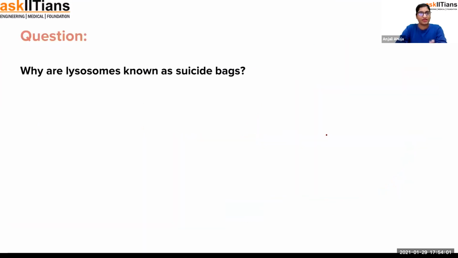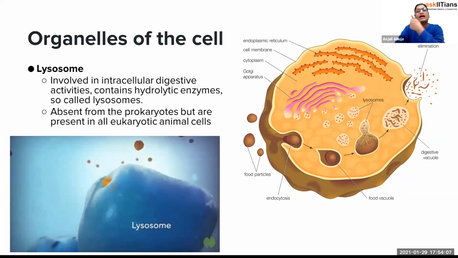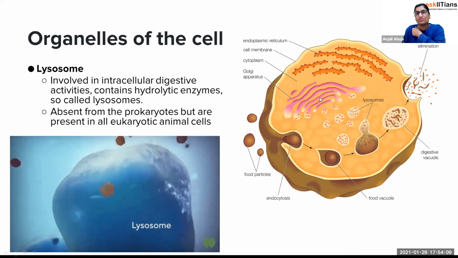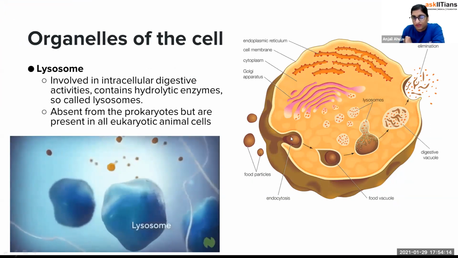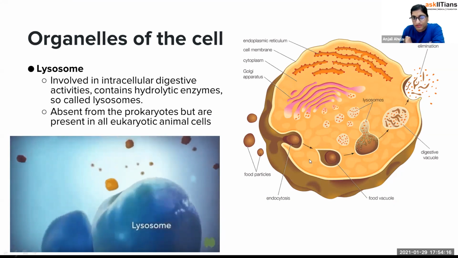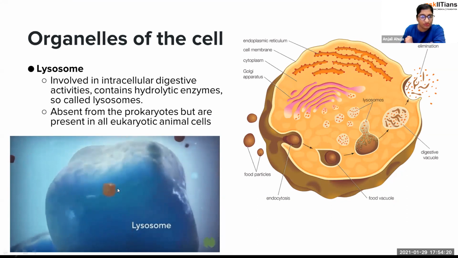The last, I suppose that's the last one. Yeah, that's the last one. Organelles of the cell. The last one is lysosome. I have told you this already, that lysosome is formed from the Golgi apparatus. Like suppose food vacuole, lysosome, digestive vacuole. Yeah, they have shown phagocytosis only here. Lysosome.